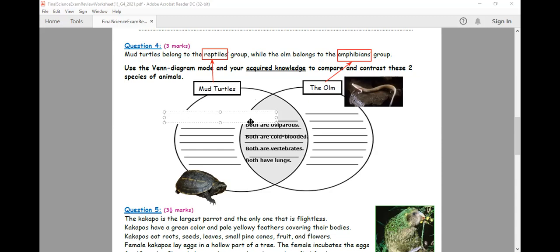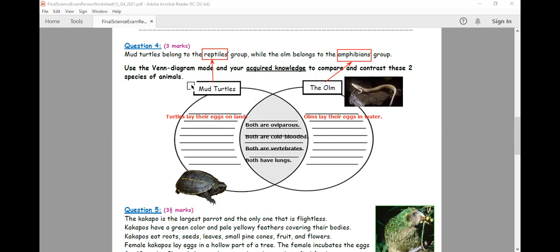Mud turtles lay their eggs on land. This is one. While the amphibian lives in water, they lay their eggs in the water. That's right. Amphibians lay their eggs in water.